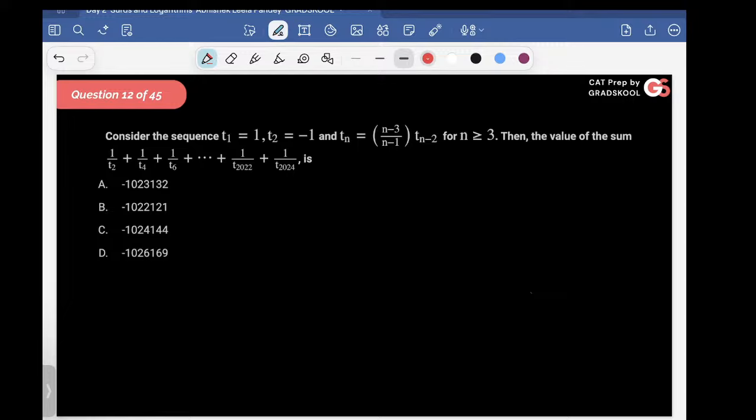Consider the sequence T1 is 1, T2 is -1, and Tn is given as this. See, pay attention. Tn is this, for n greater than or equal to 3, because T1 and T2 are known to us. If it is greater than or equal to 3, this is what we'll be following. Values of this is what?